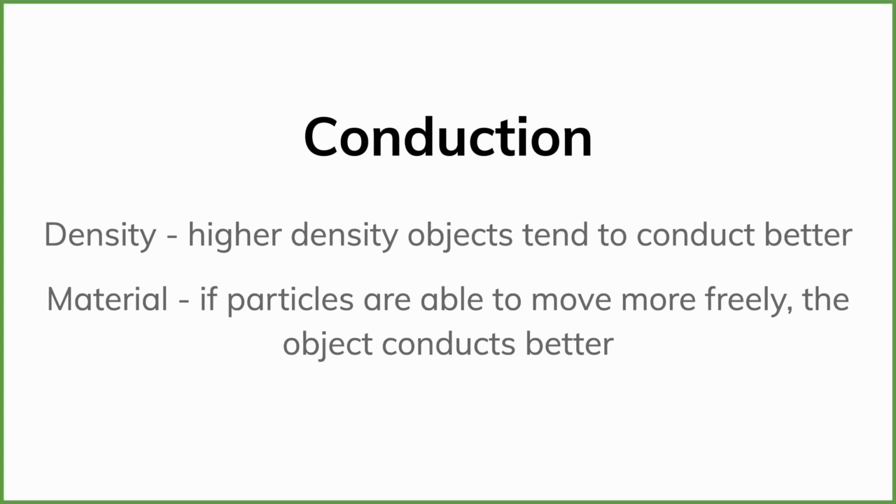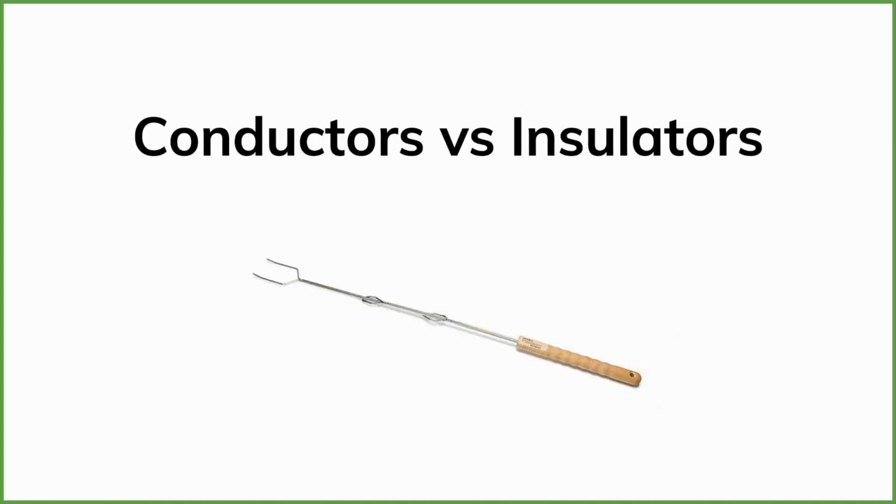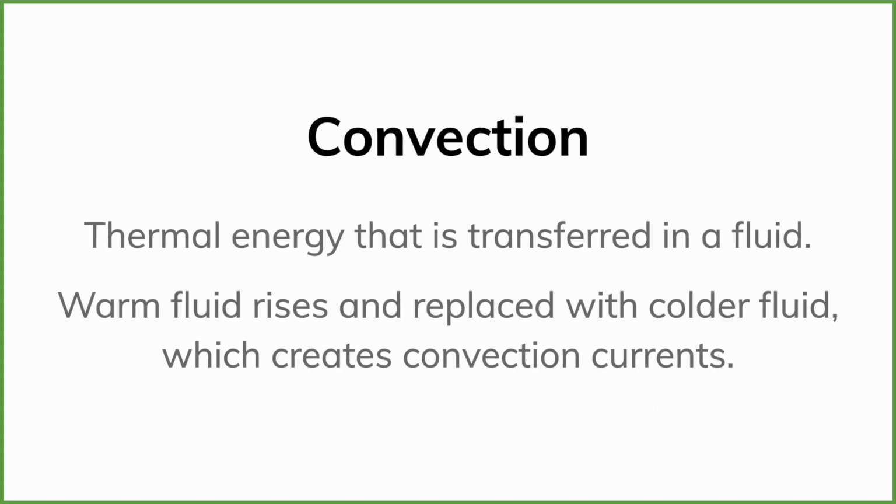And more importantly is the type of material. And so if the particles are able to move freely, then the object conducts better. Metals have a lot of free electrons in them. And these free electrons, as the particles are vibrating, are able to move a little bit more freely than, say, the electrons in wood, which don't move very well. And so metal conducts heat much better than wood and other insulators.